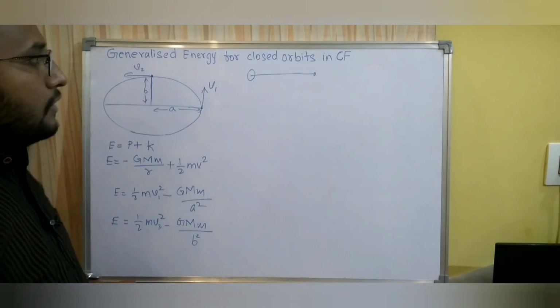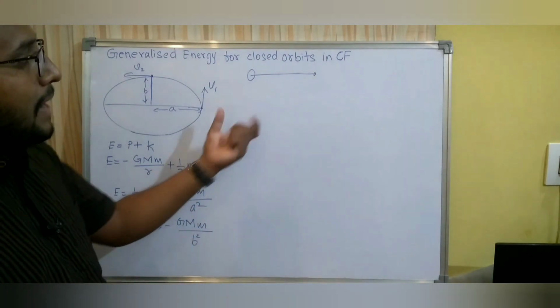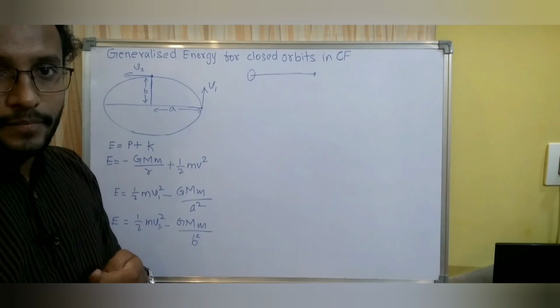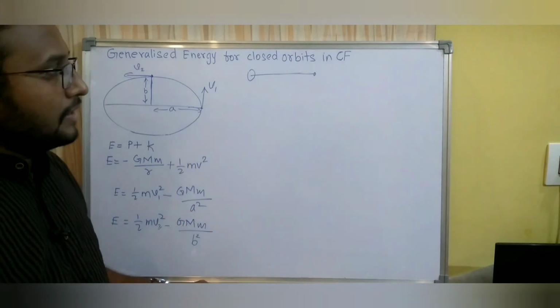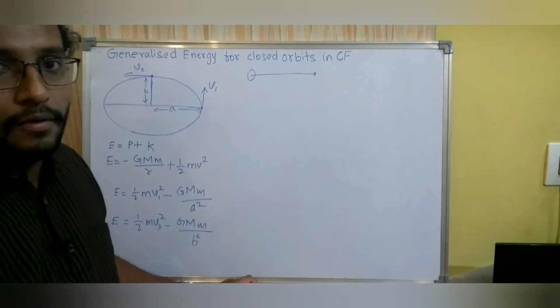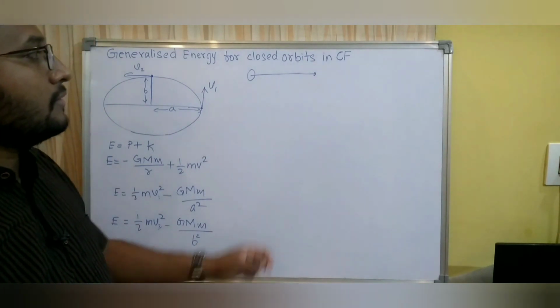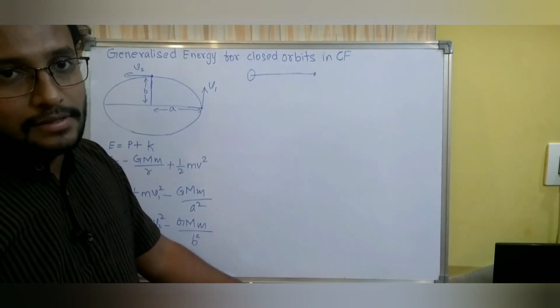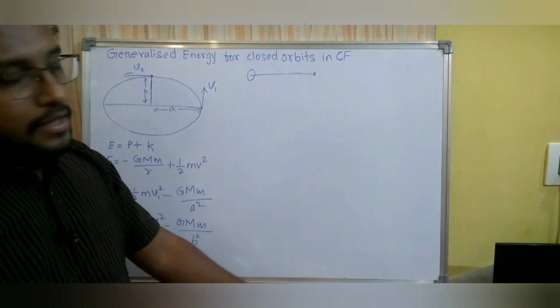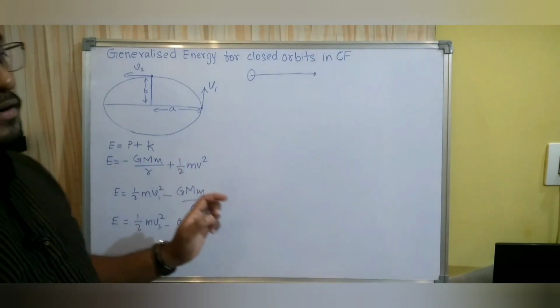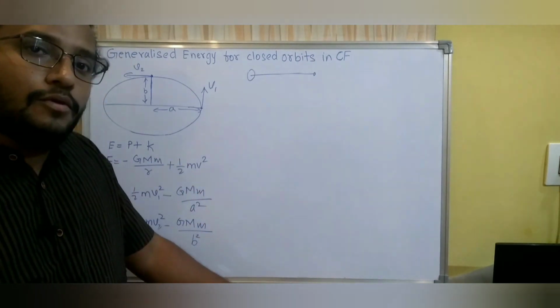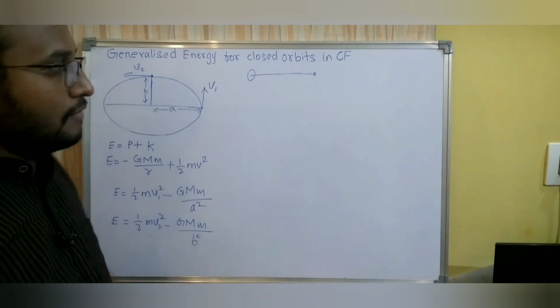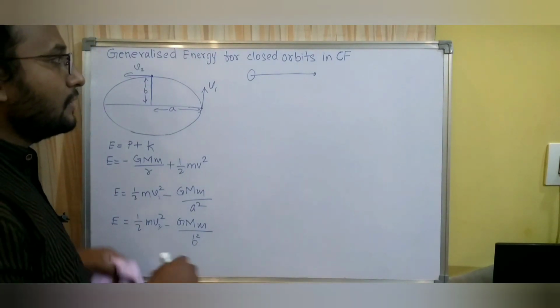Not only that, the magnitude of this central force, this gravitational force, depends exclusively on the distance between the sun and the planet. So that is why it is called a central force. We have discussed central force already in our previous videos, so let me not go much into central forces.